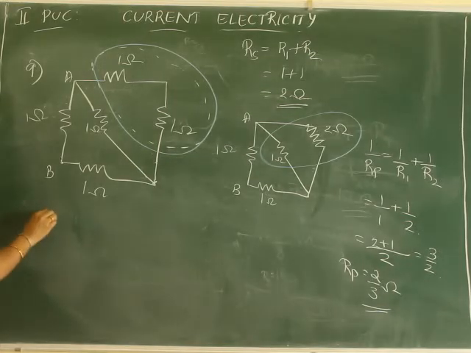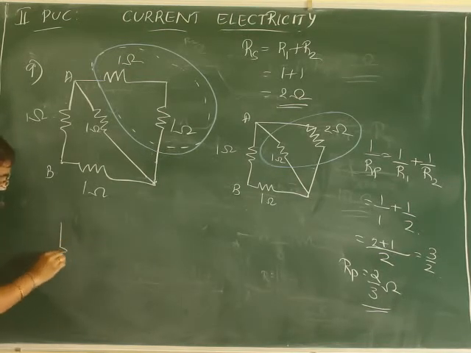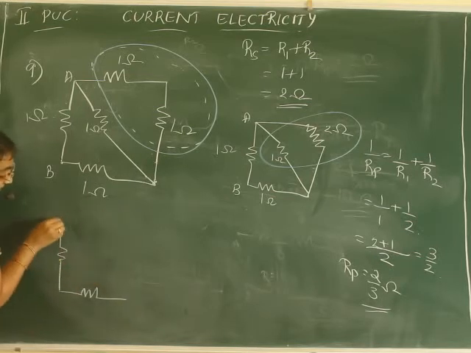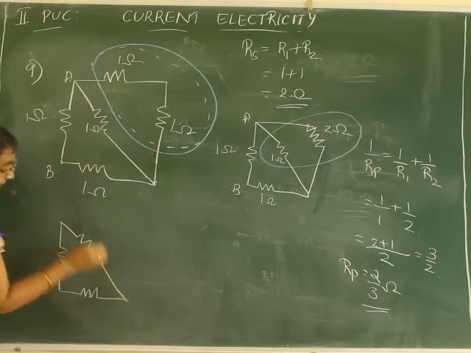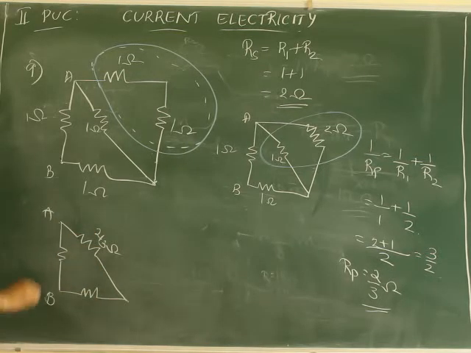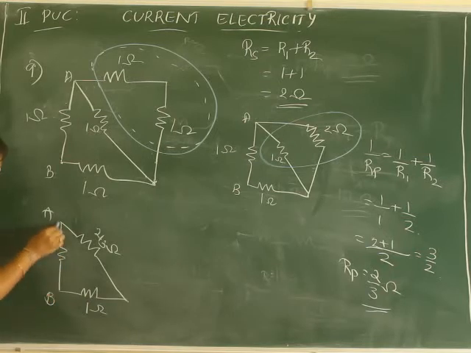Shall I draw the diagram here? Here I am drawing the third diagram. How is the diagram now? This is as it is. This is also as it is. These two have now become 1. How much is this? 2 by 3 ohm. A, B. Correct? 1 ohm. This is 1 ohm. Okay, for this, I have to calculate between A and B.